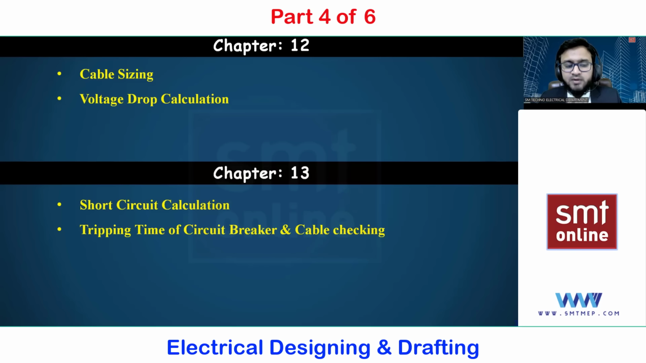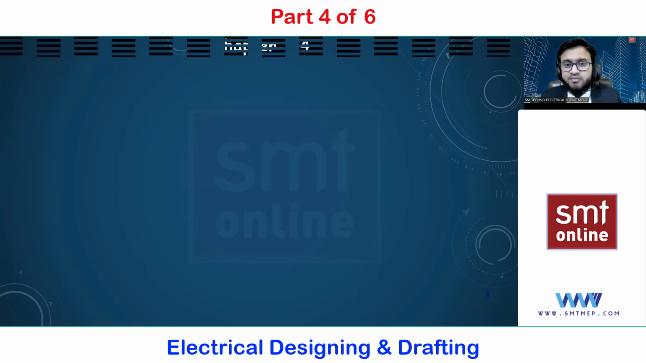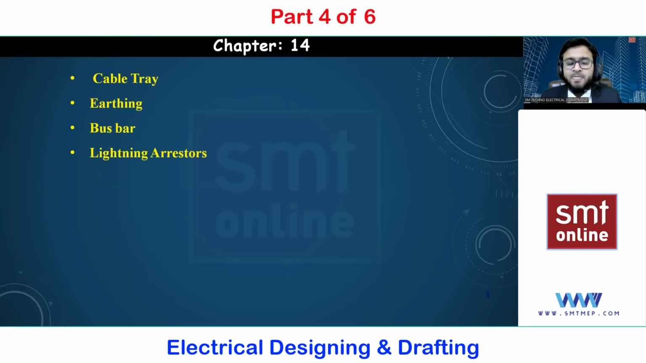Once we are done with these 3 additional topics, irrespective of the cable size, like voltage drop, short circuit, and tripping, based upon these results only we are able to justify the cable size. After completion of this, we are going to chapter 14. In this chapter, we are going to understand the four basic concepts of cable trays, earthing, busbar, and lightning arrestor.